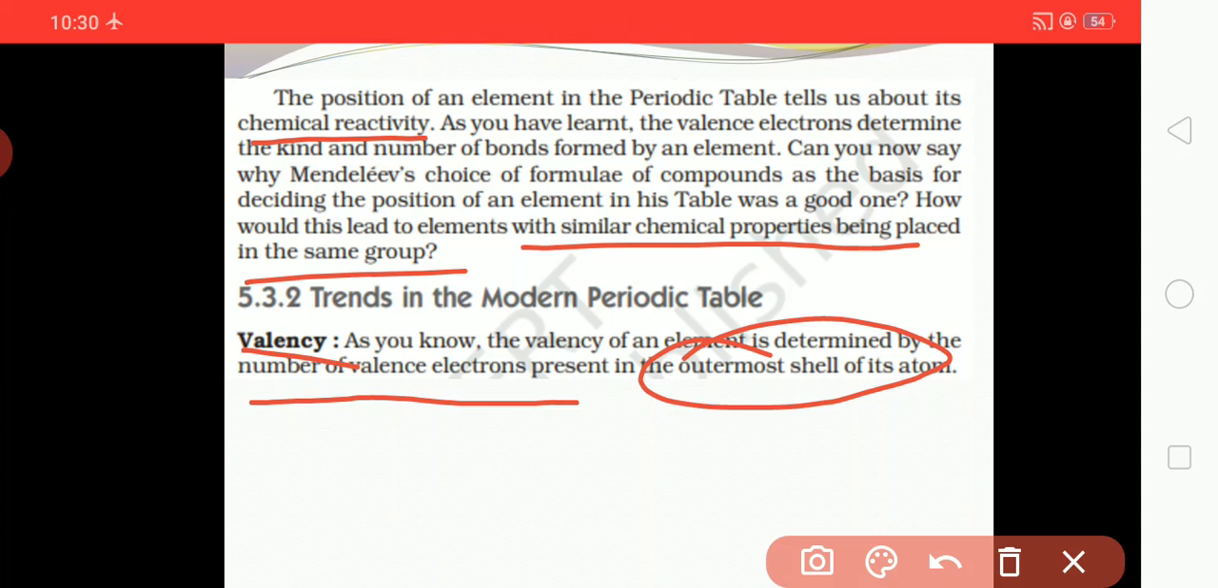So that was valency, which we have already studied in ninth also. Here too we are studying that valency is the number of valence electrons present in the outermost orbit. That is considered to be valency.